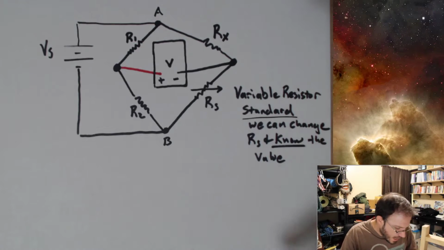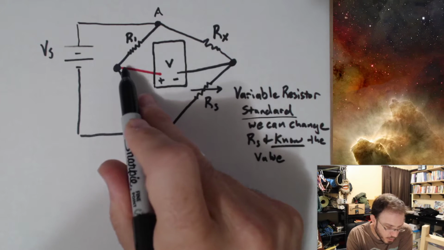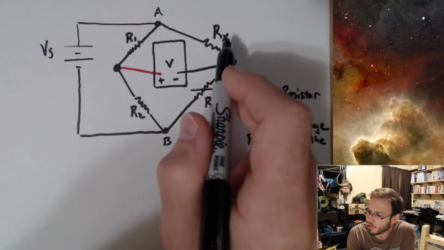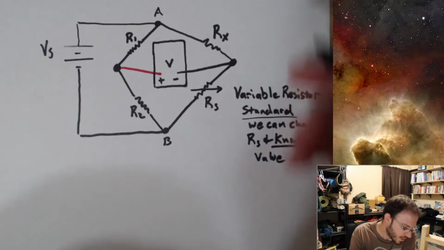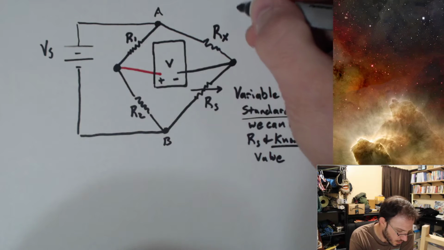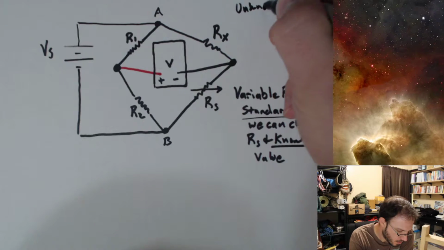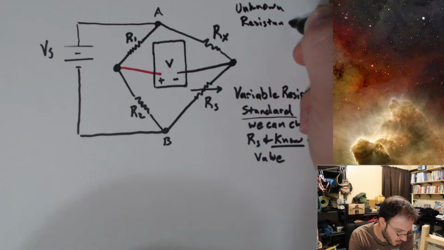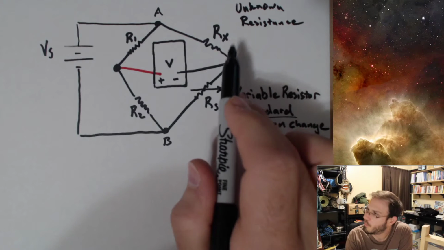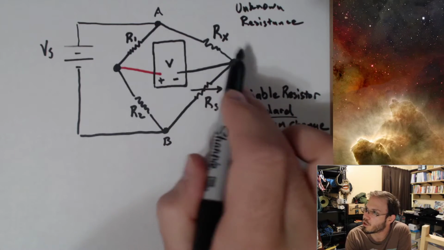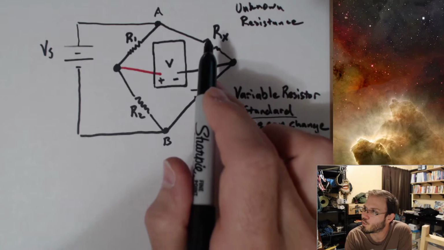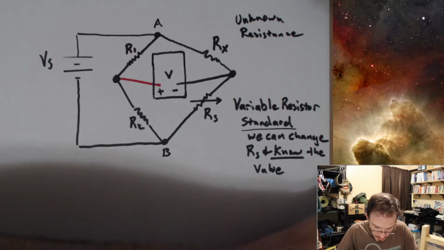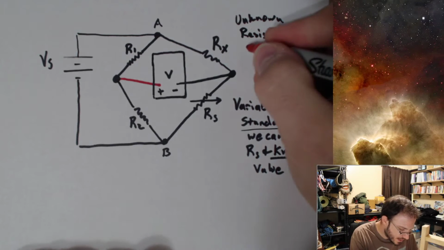Okay, and we're going to measure the voltage between one side and the other side. Now, this Rx, the reason I labeled it as Rx, this is going to be an unknown resistance. Okay, we're going to put something in that we don't know what the value is. We're just going to put some unknown resistance, something we want to measure. Let me put that in there. Resistor, resistance.